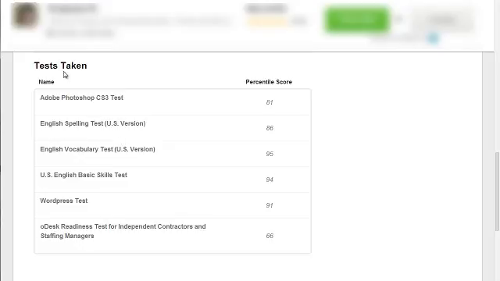Now, you also want to look at the tests they've taken, especially spelling, vocabulary, basic English skills, and WordPress. We can see that she's above 85%, which is really good. Especially WordPress. That's the area that we want to tackle. Now, vocabulary, 95% above, 86% above. That's what we're looking for. Any other tests are not really something that stands out to me. Even if she had Adobe Photoshop and it was like 60%, I don't really care, because I really want somebody with WordPress specialization.